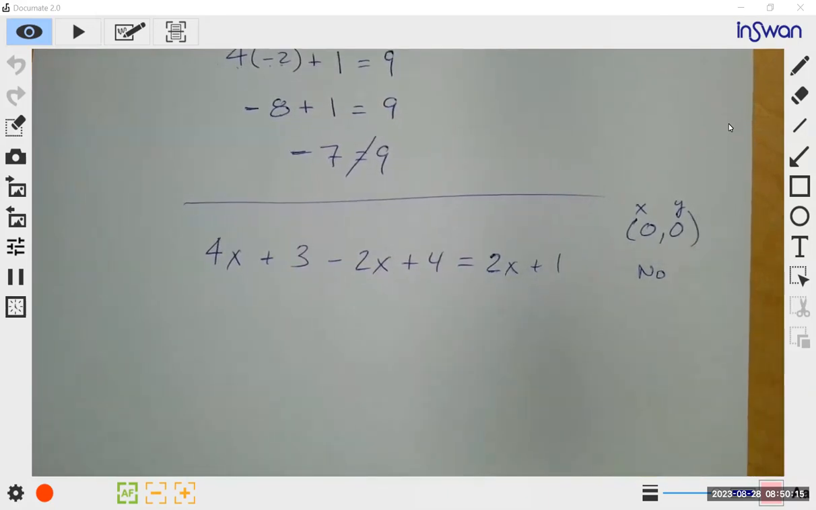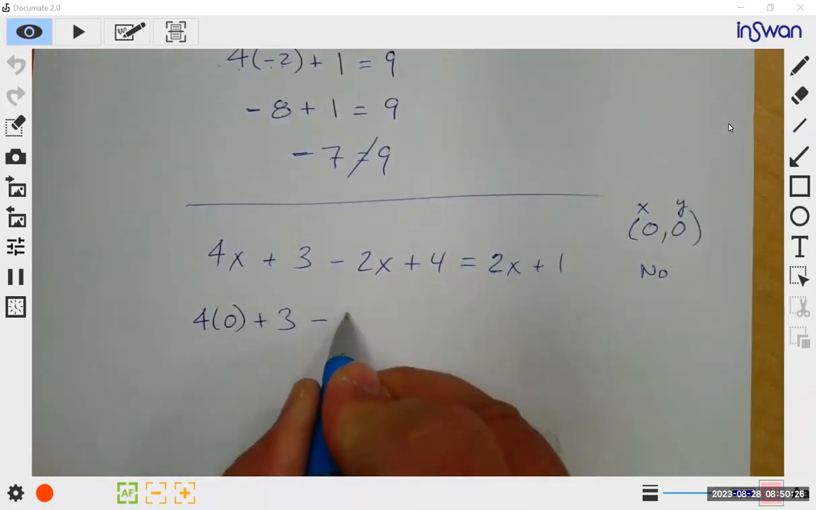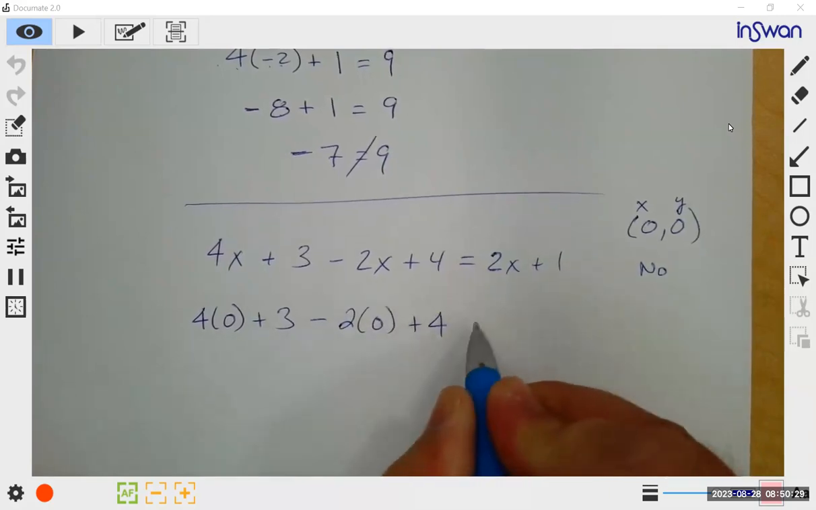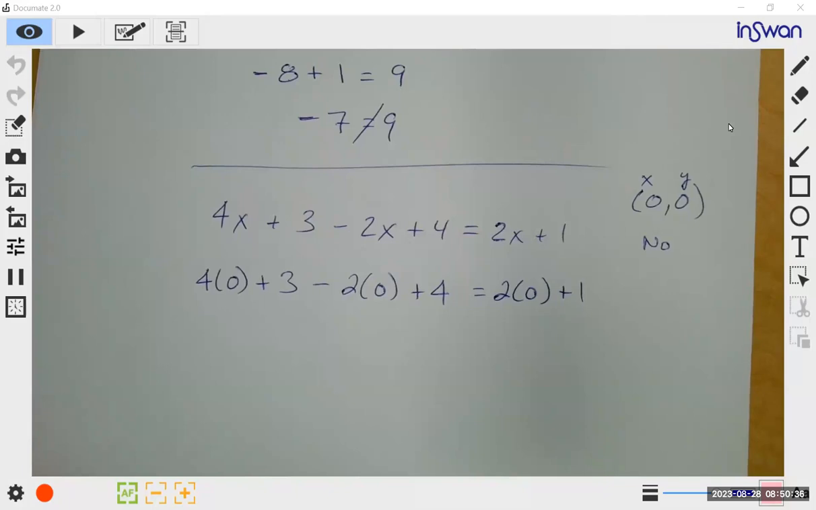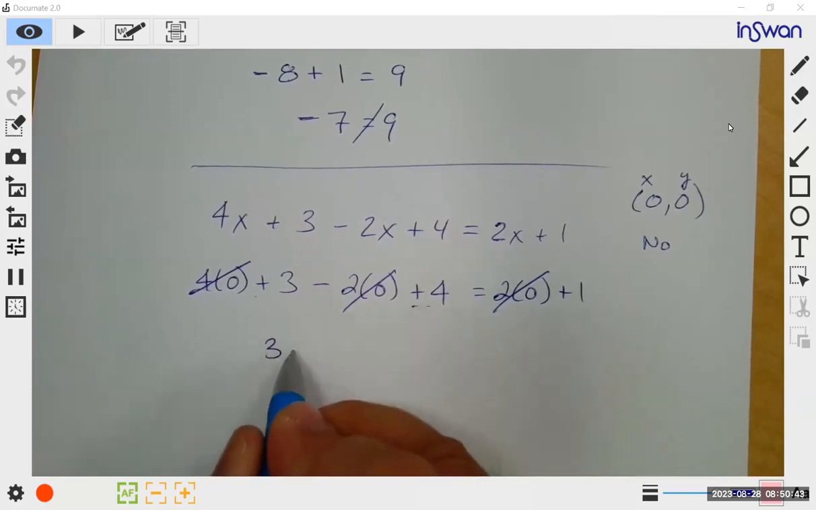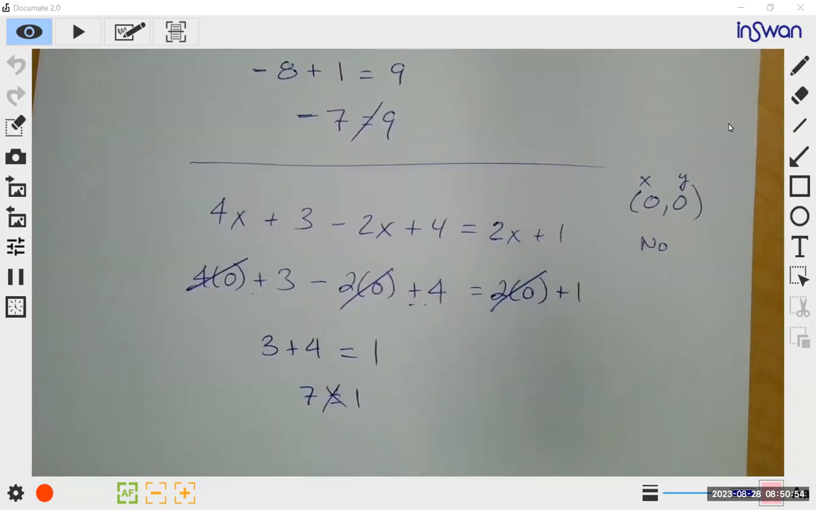So basically, what is an easier way? You could just, anywhere you see an X, put a 0. So I see 4 times 0 plus 3, 2 times 0 plus 4 equals 2 times 0 plus 1. Anything times 0 is what? 0. So these disappear. So I have 3 plus 4 equals 1. Does 7 equal 1? So it's not a solution. That is the first way you could do it.